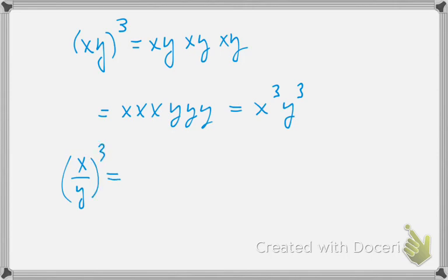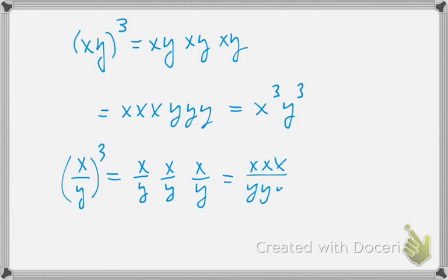what about division? X divided by y, all cubed, what does that mean? X over y times x over y times x over y. And how do you multiply fractions? Straight across, right? You just multiply straight across. So xxx over y, which by definition is x cubed over y cubed.